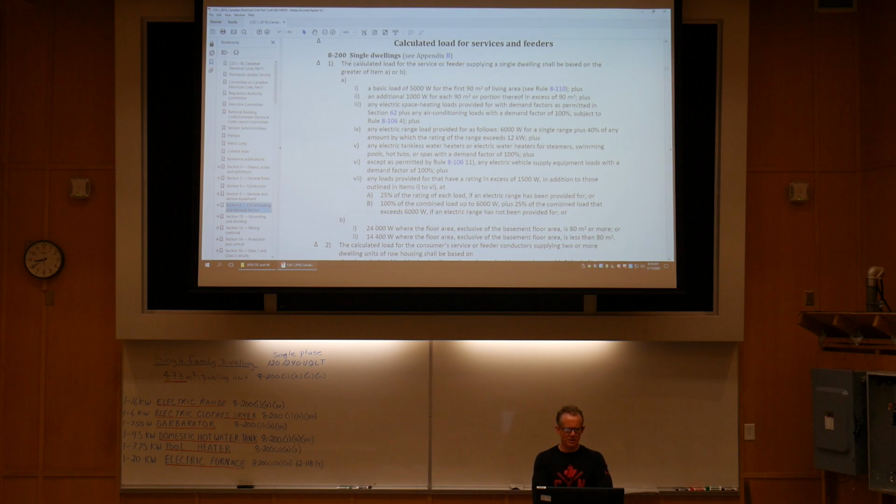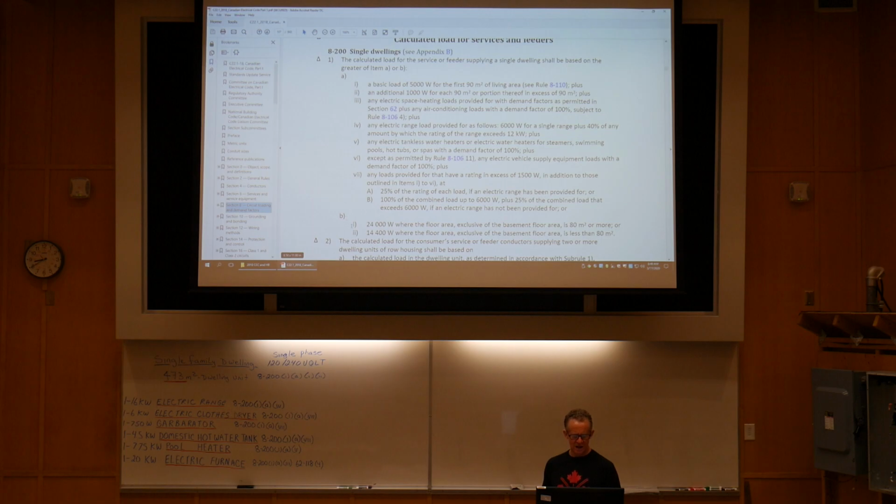8-200 single family dwelling, subrule 1. The calculated load for a service or a feeder supplying a single dwelling shall be based on the greater of item A or B. Item A is the calculation you perform, and B, after you perform the calculation, you come down and look at B, and what they say is, if the area of the single family dwelling, exclusive of the basement floor, is 80 meters or more, the minimum demand is 24,000 watts.